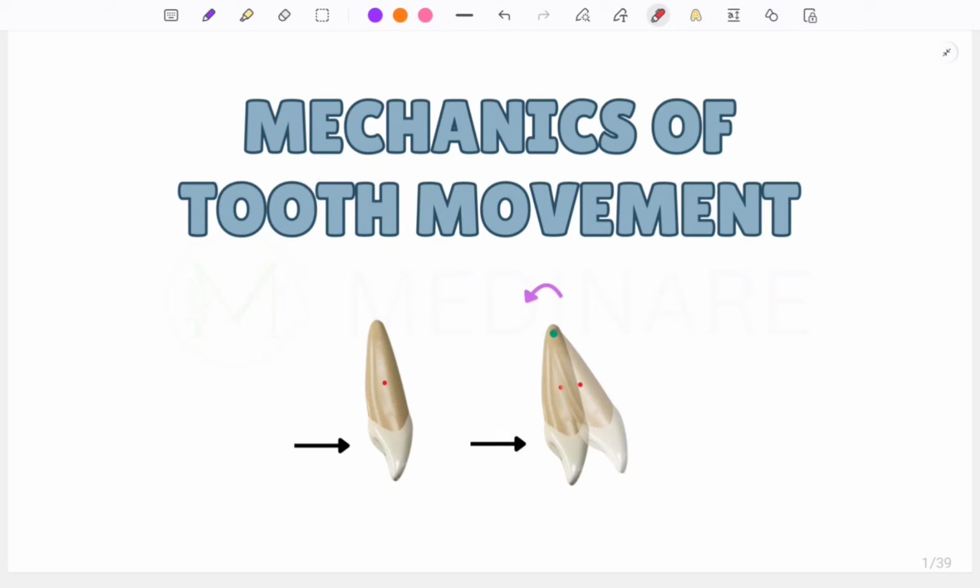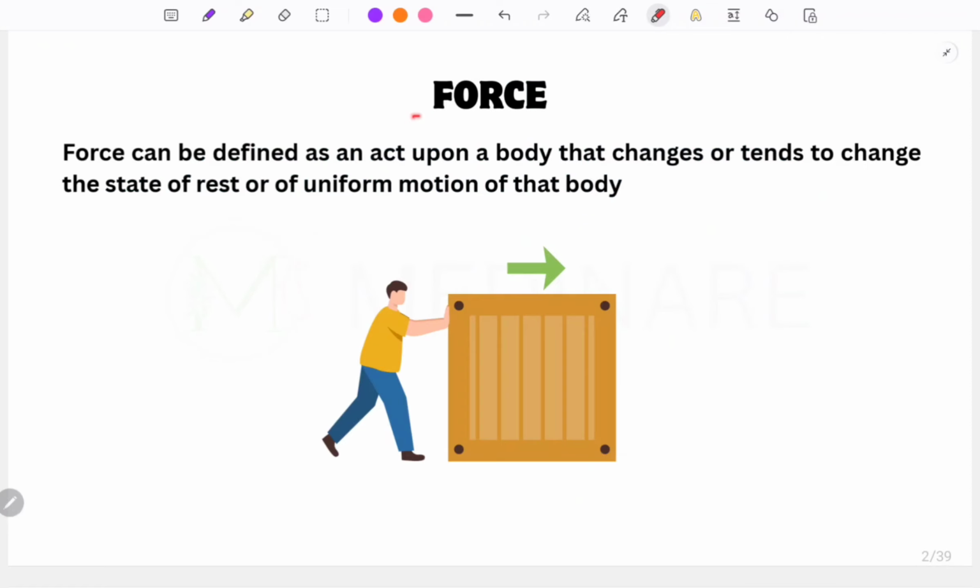We are not going to directly jump into the orthodontics part. Before moving on to that, let's discuss some basic physics. So let's start with the term force. Force can be defined as an act upon a body that changes or tends to change the state of rest or uniform motion of that body.